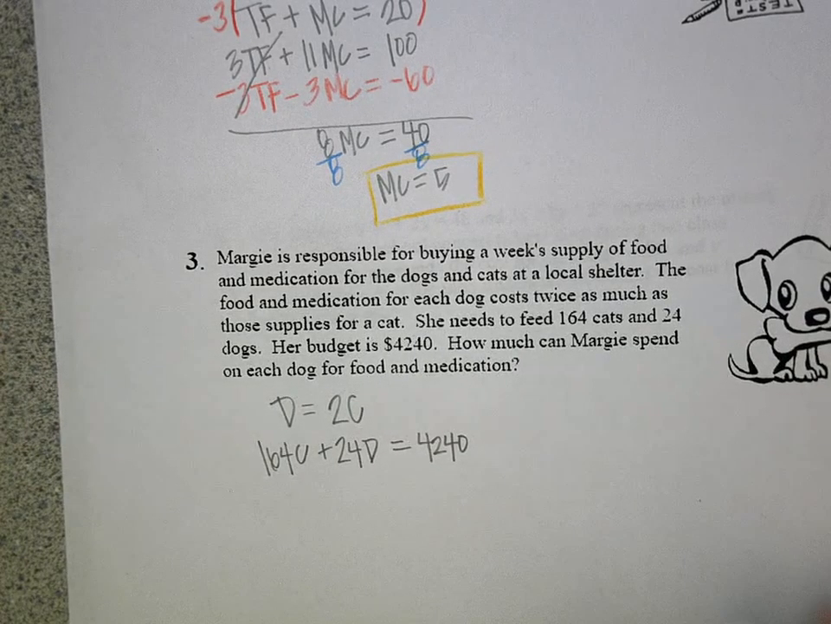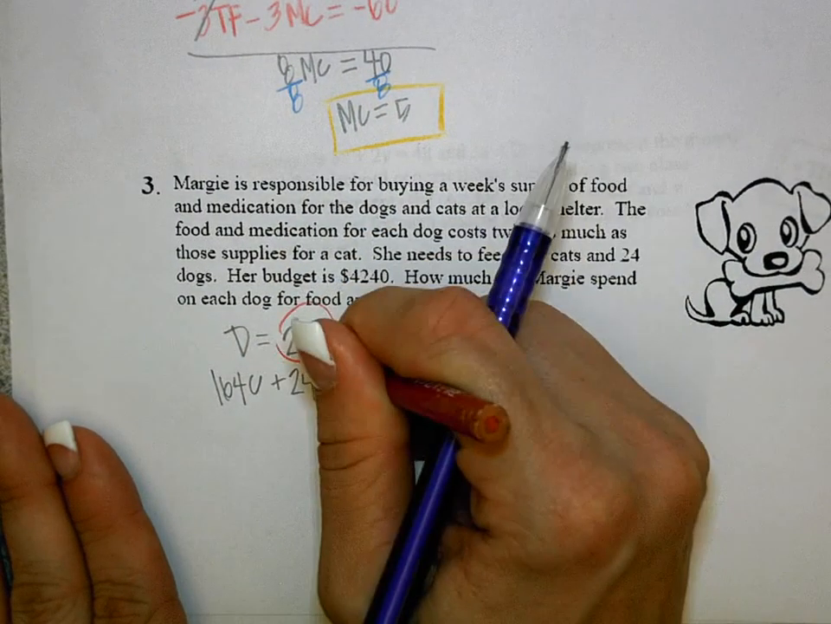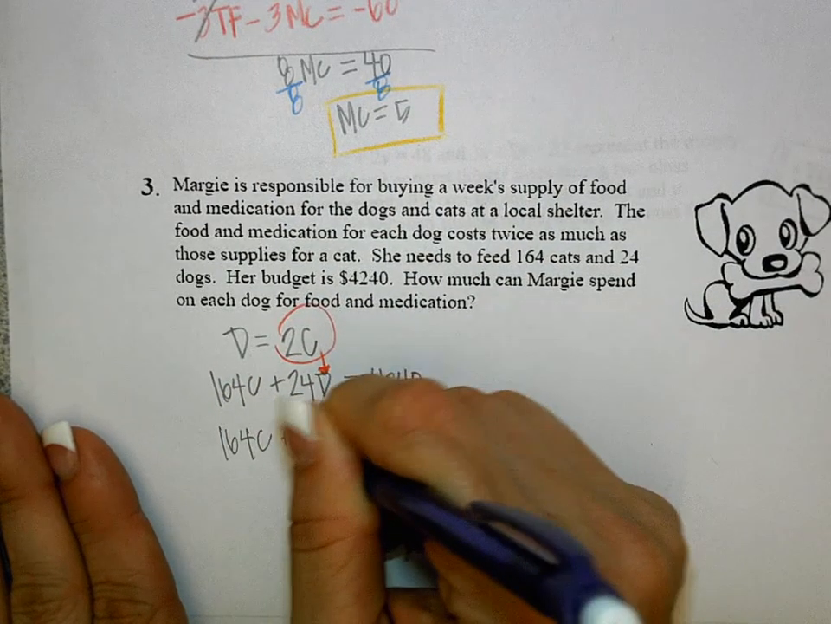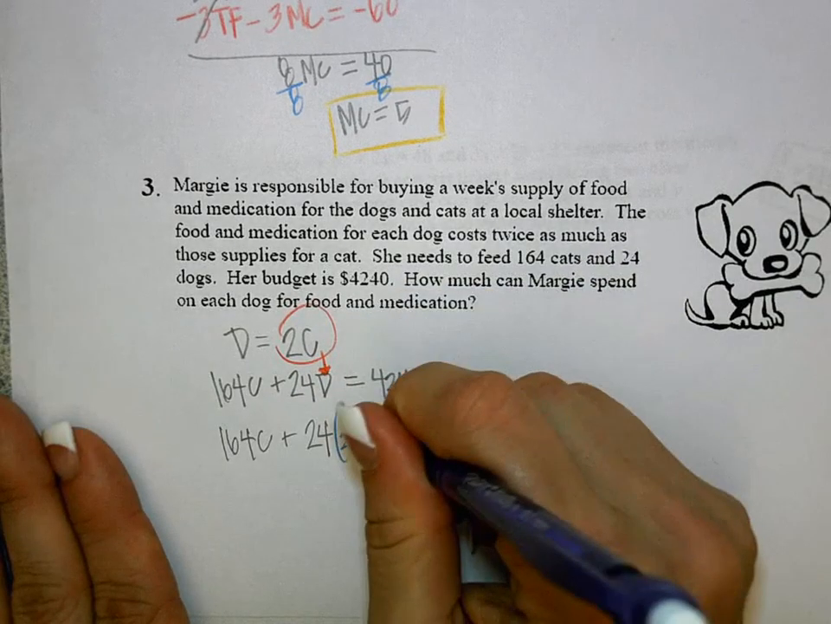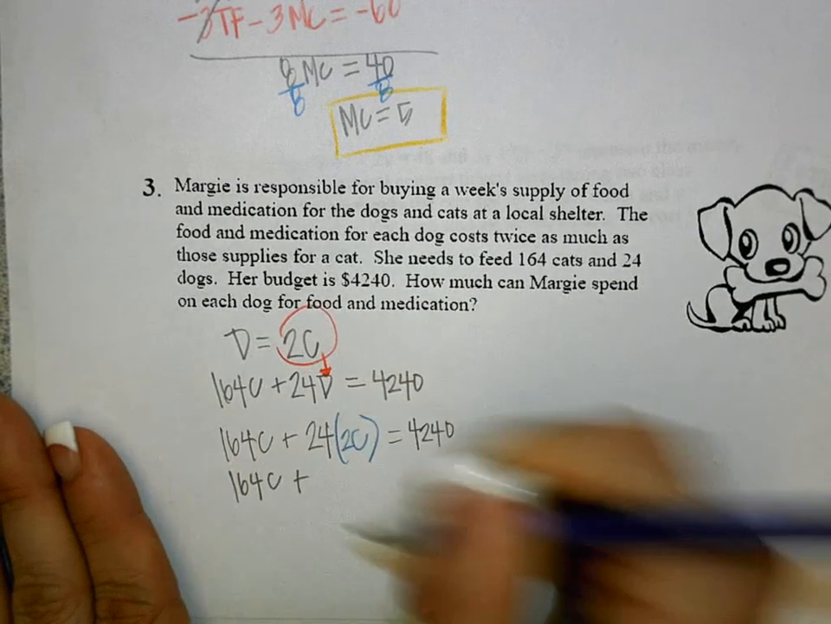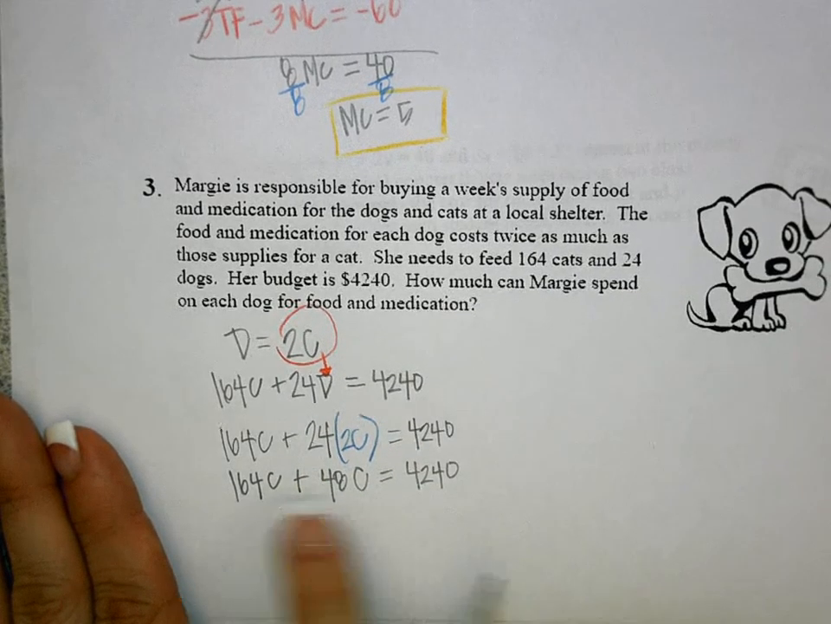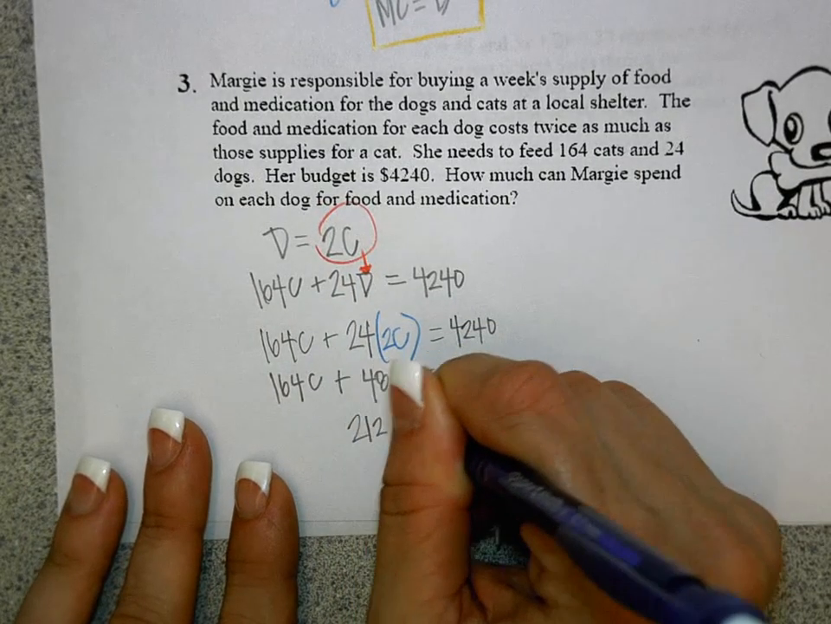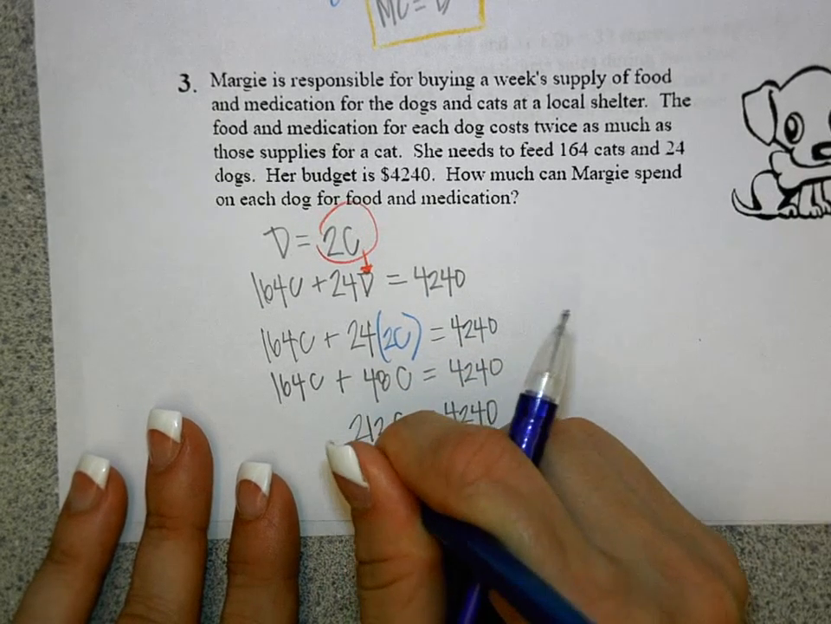Guys, stop, please. This is a substitution problem, okay? Instead of D, you're going to plug in 2C right here. So when you work this out, 164C plus 24, instead of D, we're going to plug in a 2C. You're going to multiply those, equals 4240. 164C plus 24 times 2 is 48C equals 4240. If you add these together, 164 plus 48 gives you 212. 212C equals 4240. To get C by itself, divide both sides by 212.